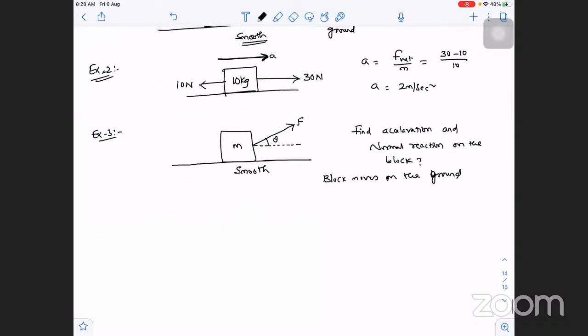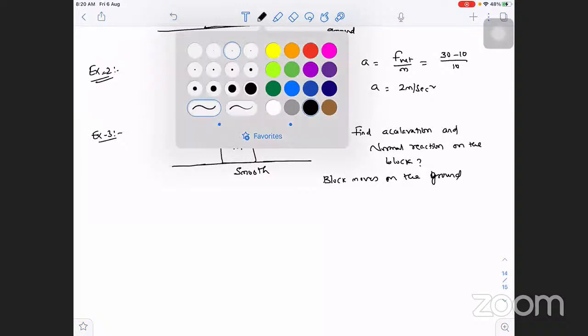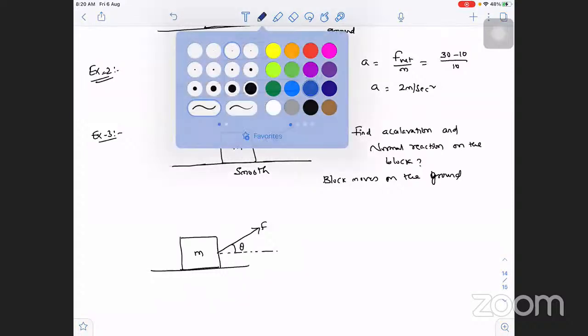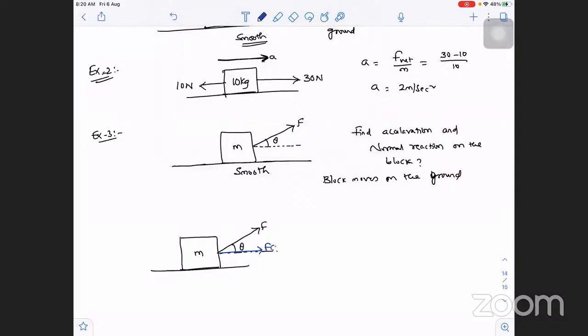So when forces are at an angle, how do we solve them? Block of mass m. Now F is the force at an angle theta. Then what you have to do is make it into components. F cos theta in horizontal direction, and in upward direction, the force acting is F sin theta.